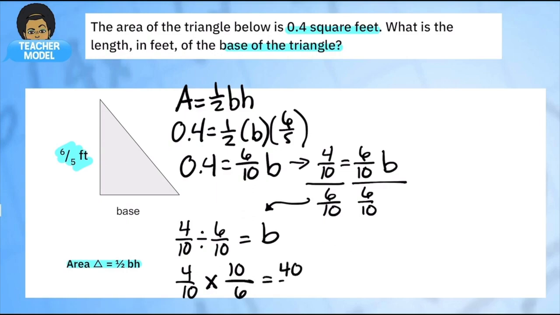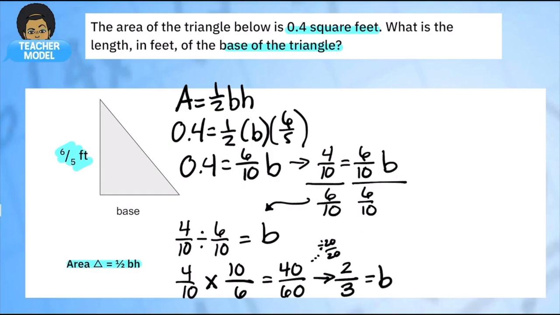That is 40/60. And I'm going to simplify that. I'm going to divide both of these by 20. So just so you can know, I'm just dividing by 20/20. Because that's the common denominator, that's the common factor. 40 divided by 20 is 2. 60 divided by 20 is 3. So b is equal to 2/3.